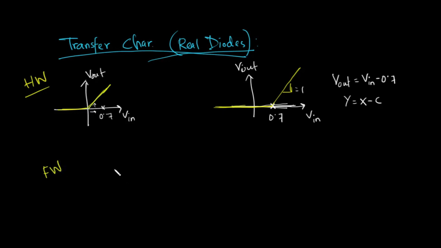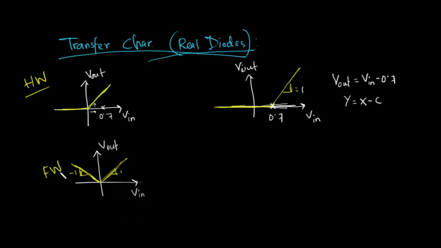What will be the case for a full wave rectifier? Let's draw the full wave rectifier's transfer characteristics once again. The full wave rectifier's transfer characteristics was like this, this part and this part. This had a slope of 1 and this had a slope of minus 1. So the same logic as we gave in the half wave case: the output cannot go up as soon as the input goes up, because for real diodes we have to cross a threshold.